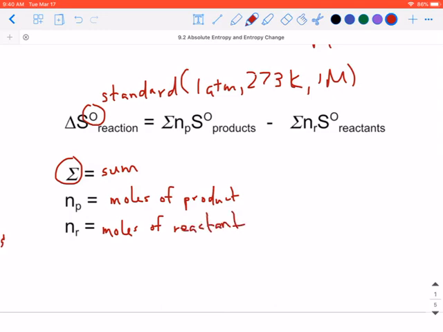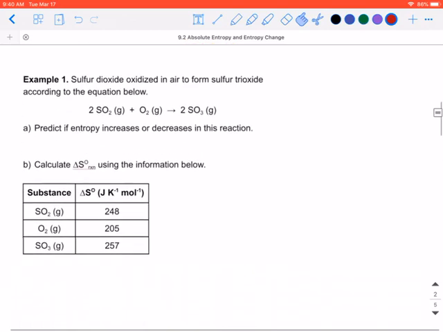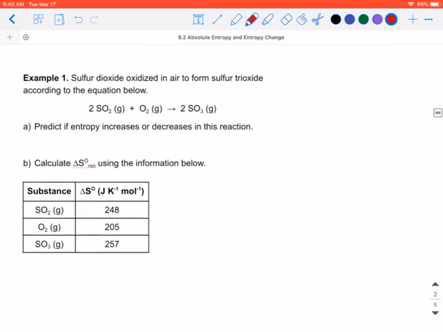Okay, so let's put this equation to use. There's an example for you. Example 1 says sulfur dioxide is oxidized in air to form sulfur trioxide, according to the equation below. Part A just wants you to predict whether you think entropy increases or decreases. So why don't you go ahead and just make a prediction. After we do the calculation, I'll come back up and show you how to make the proper prediction, but just take a guess. If you need to pause the video in order to do that, please do so.